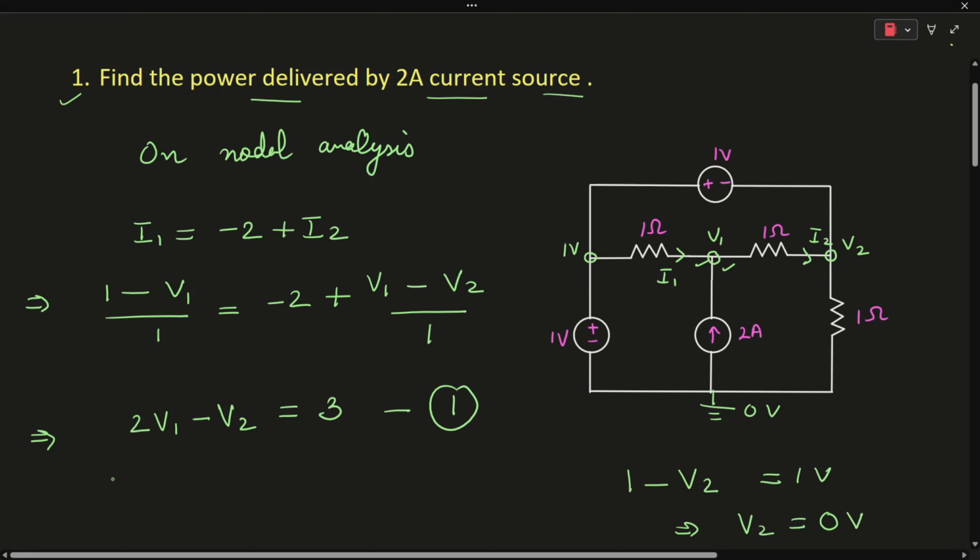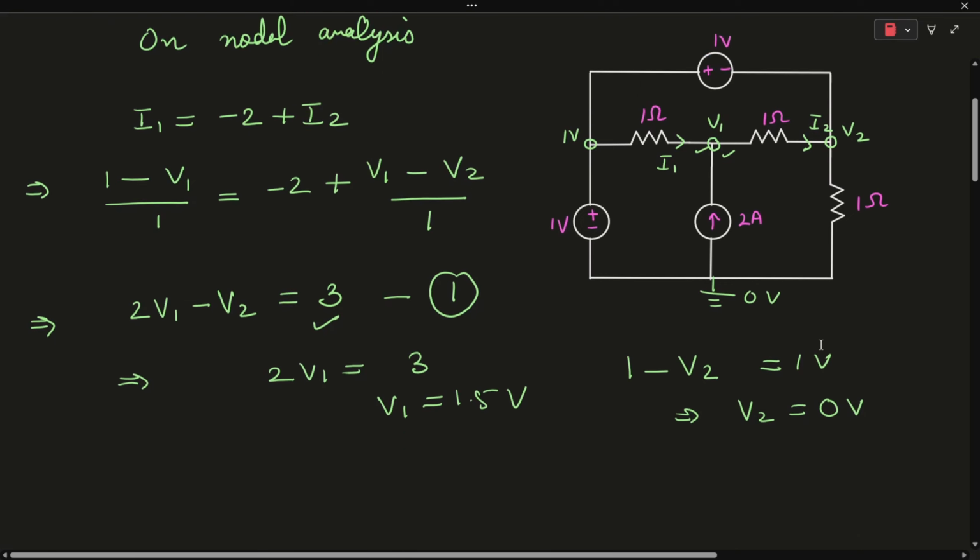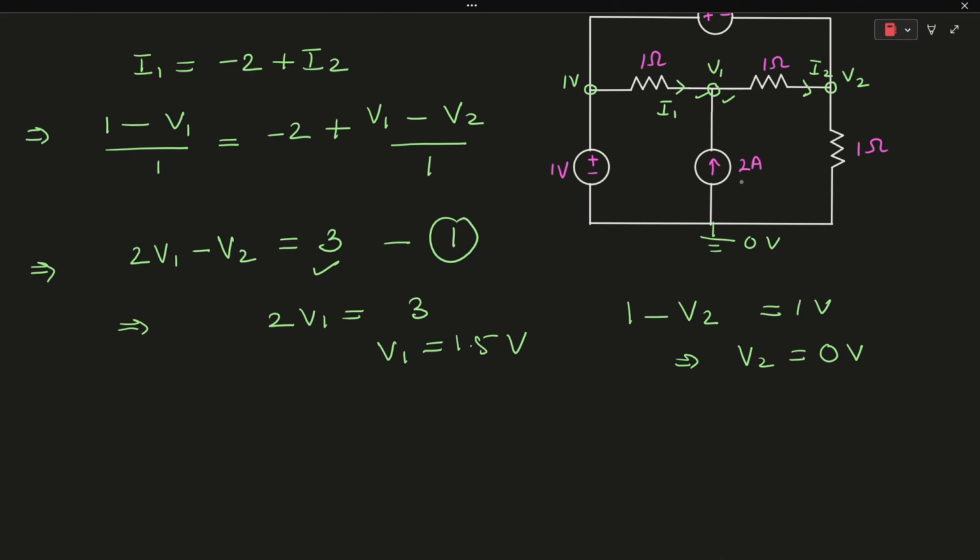On substituting the value of V2 in equation 1, we can see that 2V1 is equal to 3 and V1 is equal to 1.5 volts. So the power delivered by the 2 ampere current source will be given as V into I. The voltage across the current source is 1.5 and the current flowing is 2 amperes, which comes out to be 3 watts. I hope it is clear.